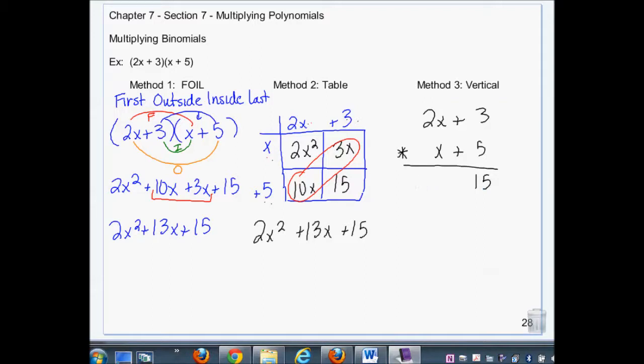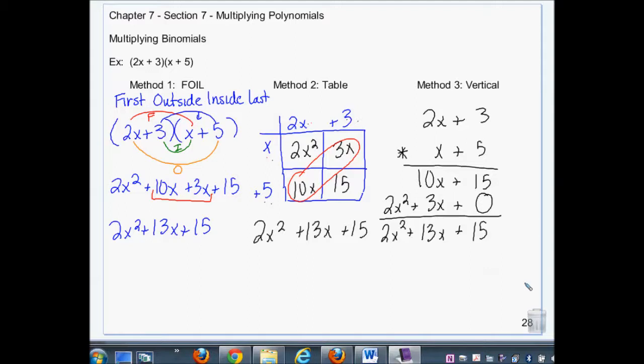10x, and that's positive. And then I have to put a 0 for a placeholder, the same way I do with multiplication. And then I do 3 times x, which is 3x, and 2x times x gives me 2x squared. And then I add down the same way I do with normal multiplication. So that's the vertical method.